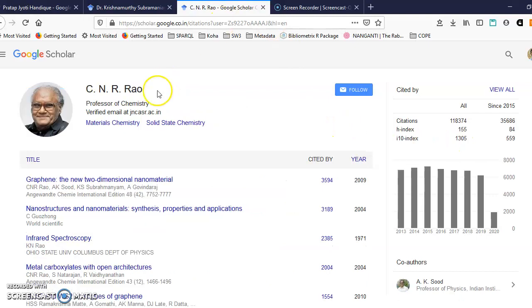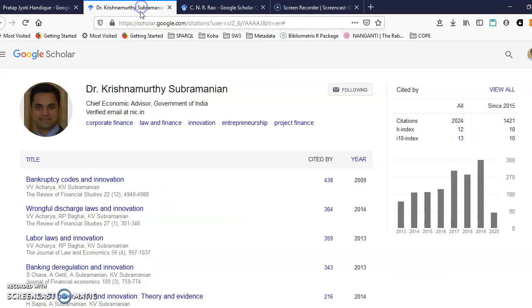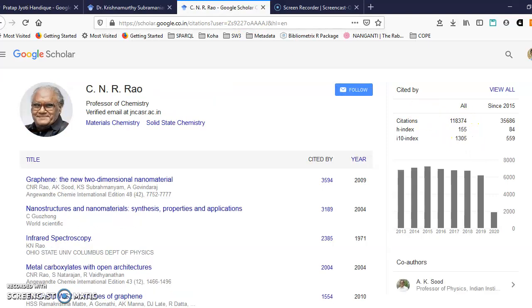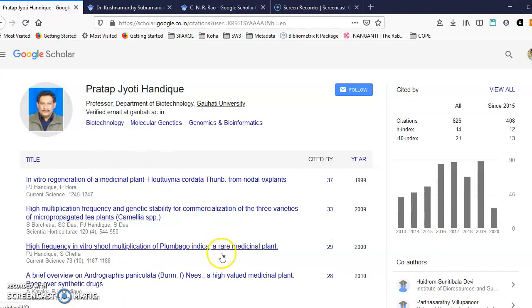Suppose this is the Google Scholar profile of C.N.R. Rao, who is a Bharat Ratna awardee scientist. His H-index, if you see, is 155 and his total citation is above 1 lakh. Similarly, this is the Google Scholar profile of Krishnamurti Subramanian, the Chief Economic Advisor of Government of India. His total citation is 2024 and his H-index is 12. This H-index represents the quality of the research being conducted by a scientist.